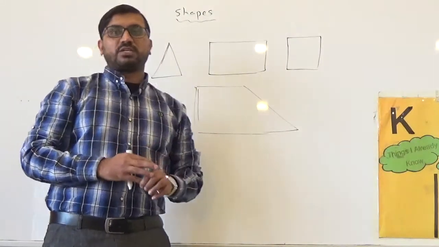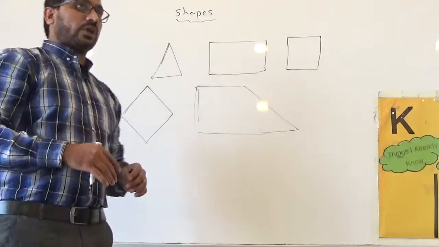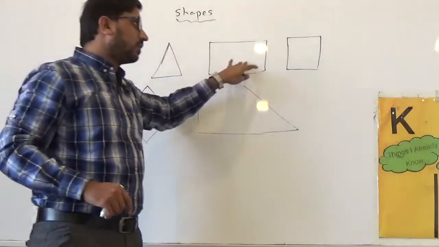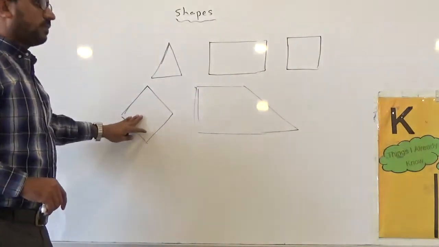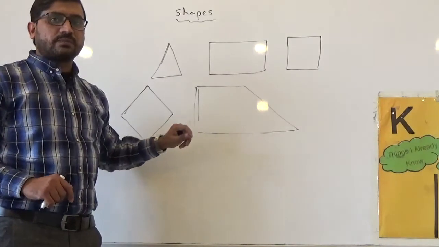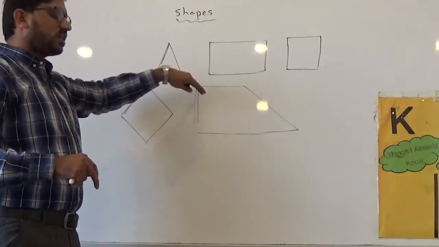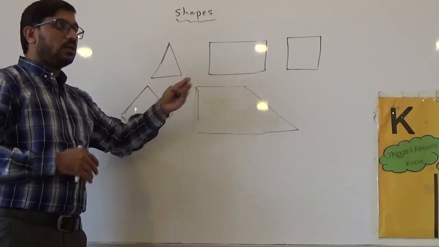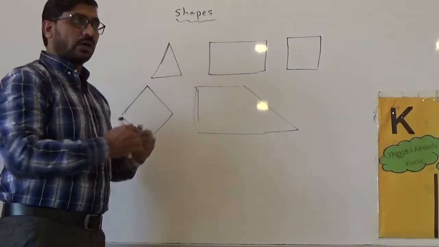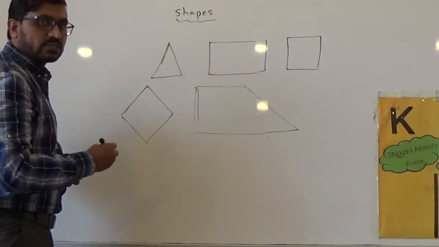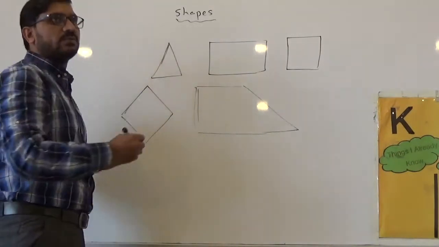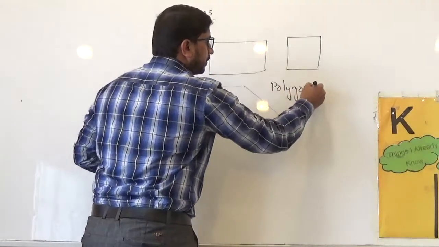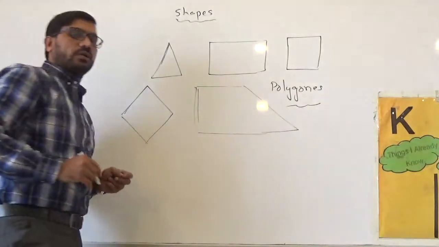You have been discussing them in grade 6, in grade 7, and right now in grade 8 also. So all of these are a triangle, a rectangle, a square, a rhombus, or this one is a trapezium. All these shapes have some unique name, just like triangle, rectangle. So every one of them has a unique name. Other than these unique names, we have a different name for all these shapes collectively, and that name is polygons.